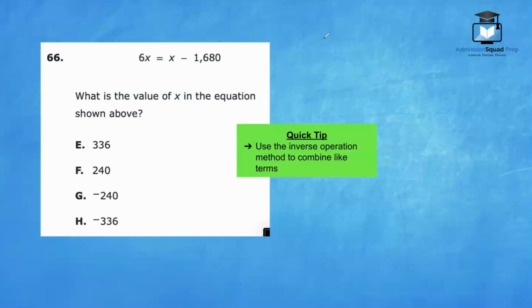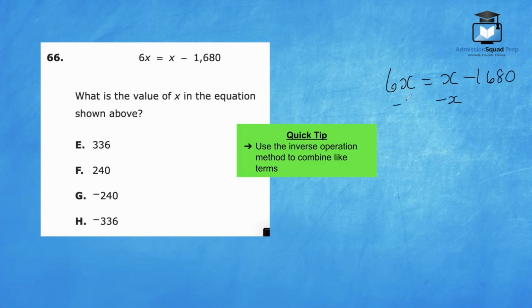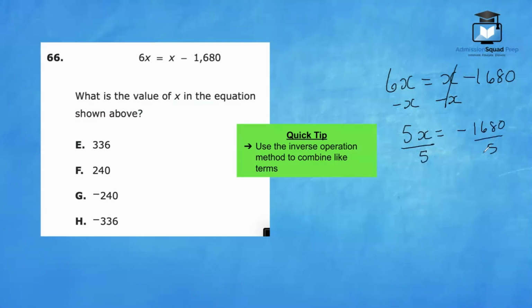Number 66. What is the value of x in the equation shown above? So again, we can simply solve the equation by performing the inverse operation method. 6x equals x minus 1680. I will subtract x on both sides to get those like terms on the same side. 6x minus x is actually 5x, which is set equal to negative 1680. And our final step is to divide both sides by 5. So at the very least, we know that our final answer will be a negative number. So that's G or H.